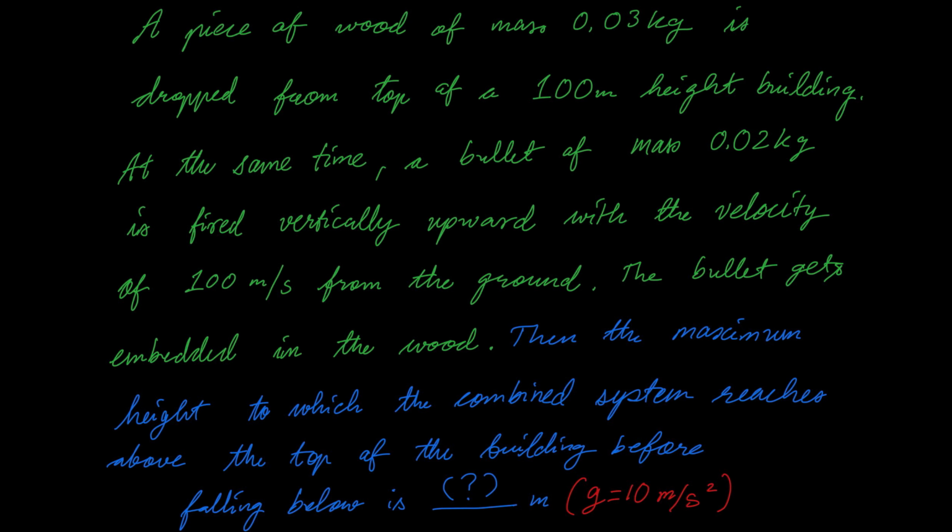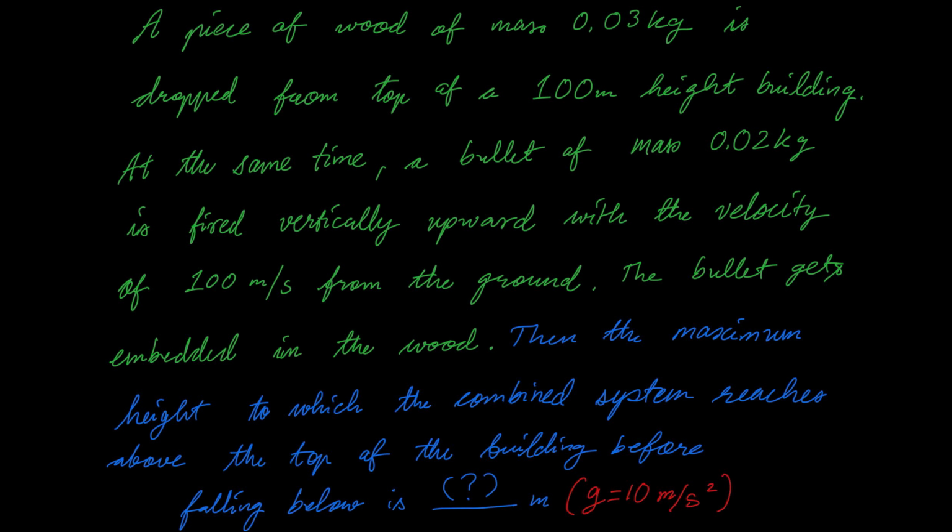problem. A piece of wood and a bullet collide midair, and we need to figure out how high the combined system will go. Here's our problem. A piece of wood of mass 0.03 kilograms is dropped from the top of a 100-meter height building. At the same time, a bullet of mass 0.02 kilograms is fired vertically upward with a velocity of 100 meters per second from the ground. The bullet gets embedded in the wood.